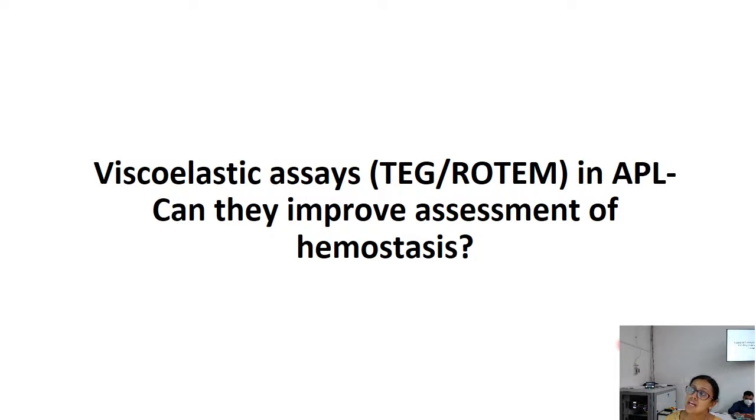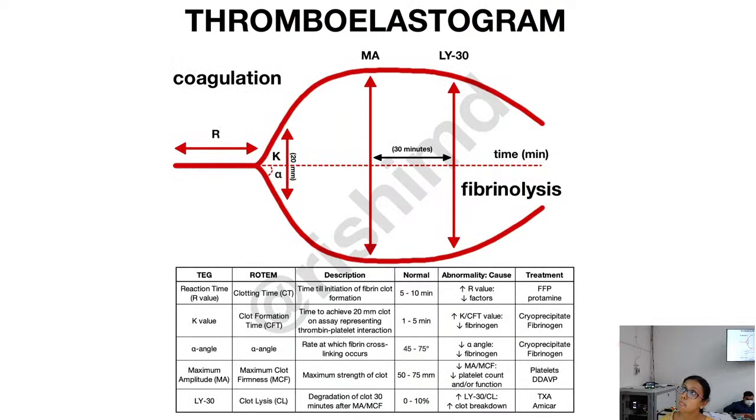So, can viscoelastic assays in APL improve assessment of hemostasis? This is a typical thromboelastogram plot, which shows the coagulation as well as fibrinolytic pathways in real time, which can be measured by various parameters like R time, K time, alpha angle, MA, etc.